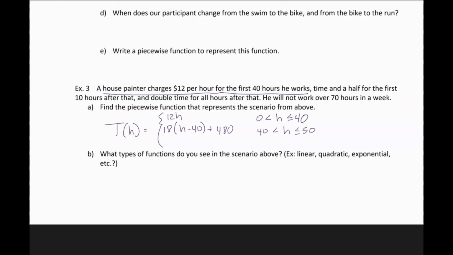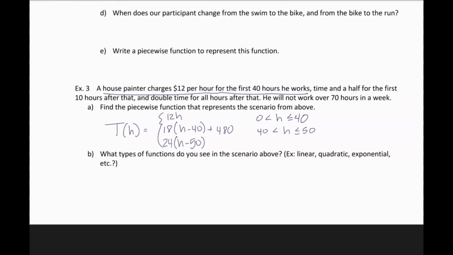Now the last line is double time. So if we're paying him double for time after that, how much are we paying him per hour? $24. Yes. Now are we paying him 24 for all of the hours he's working? For what hours are we paying him 24? After the first 50 to 70. Yes. So I take my number of hours minus 50, right? Say he's working 55 hours.